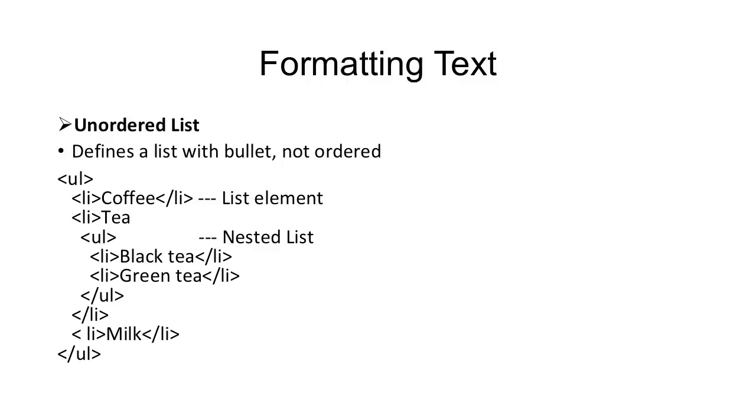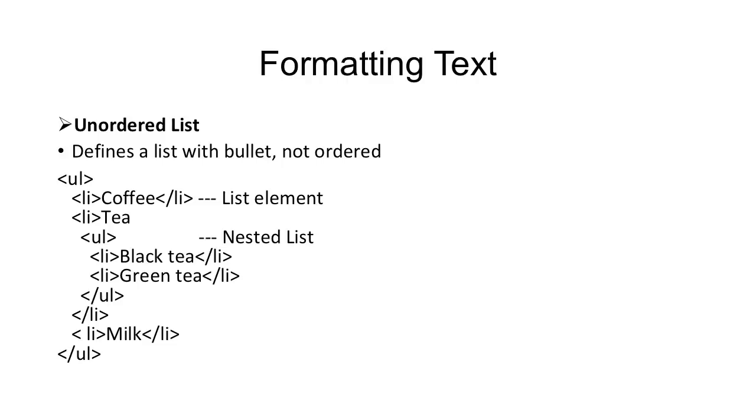So to define an unordered list, you have to have the opening and closing UL tags. Within those, you have to have the LI tags for the list element, and then have the content between the LI tags, which define the list element.